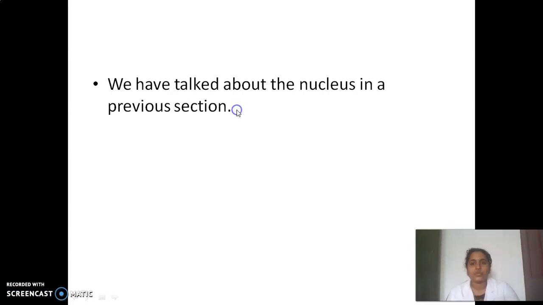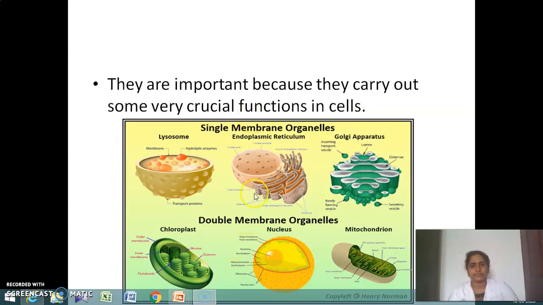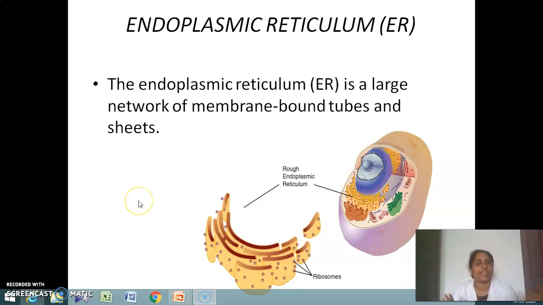Okay, so we discussed the nucleus. And children, there are single membrane bound organelles and double membrane organelles. Lysosome, endoplasmic reticulum and Golgi apparatus are single membrane organelles, whereas chloroplast, nucleus and mitochondrion are double membrane organelles. Once we discuss each individual organelle, we will again explain this. Okay, so we can start with endoplasmic reticulum.